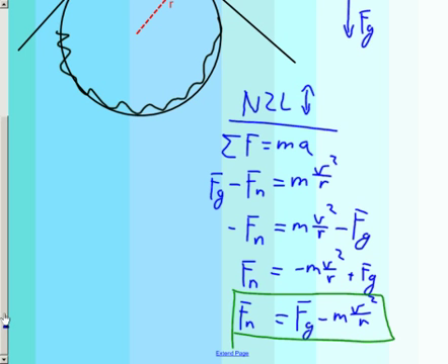What happens if the normal force is 0? If the normal force is 0, I'm not on the road anymore. I'm in the air. That's how I go over a jump at the top of a hill. I go fast enough and the normal force drops to 0. Okay? So there's roads.